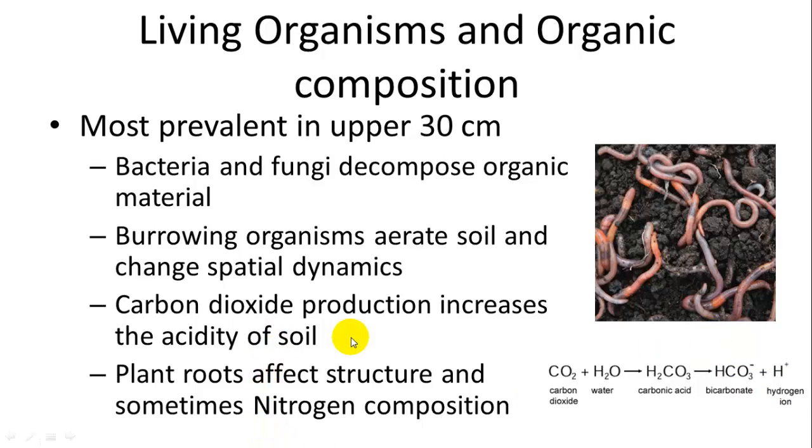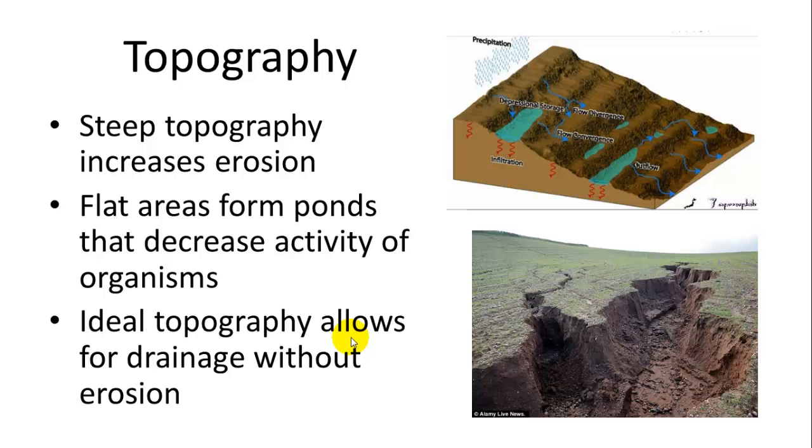Plant roots also affect the structure, break things up, can take the water out of it, and sometimes affect the nitrogen composition of the soil as well. Topography, of course, affects erosion. If you have too steep of a topography, or too flat with nowhere for the water to go, it can take a lot of that topsoil off and cause erosion.